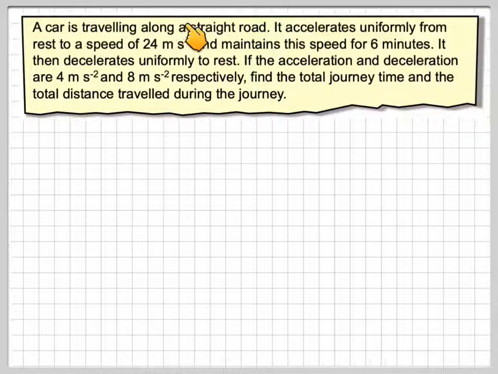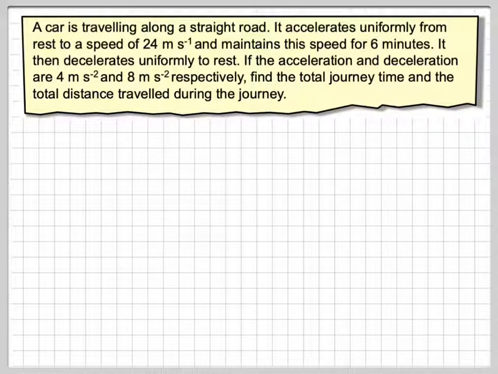A car is travelling along a straight road. It accelerates uniformly from rest to a speed of 24 meters per second and maintains the speed for 6 minutes. It then decelerates uniformly to rest. If the acceleration and the deceleration are 4 meters per second squared and 8 meters per second squared respectively, find the total journey time and the total distance travelled during the journey.